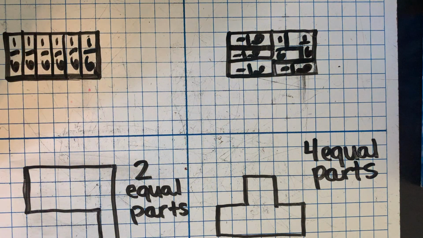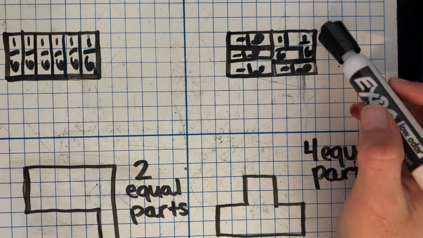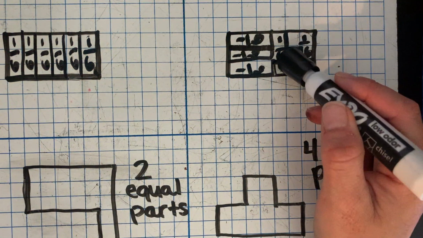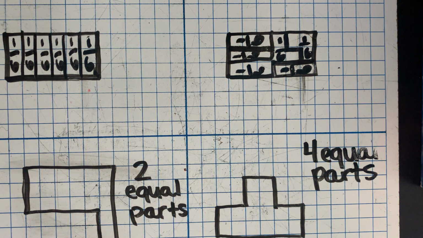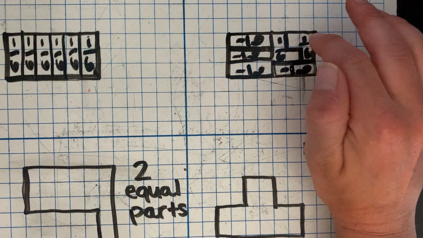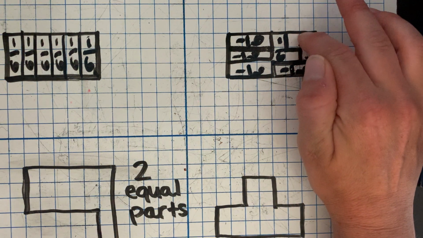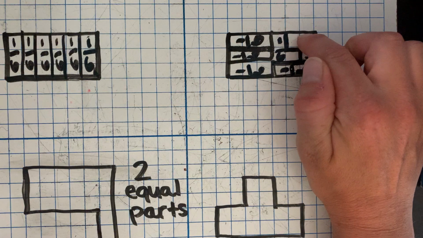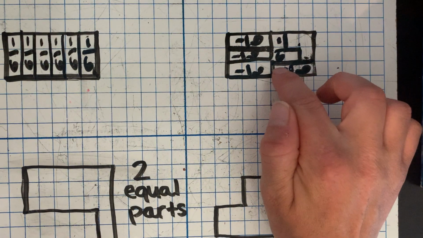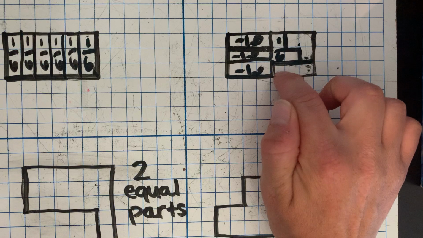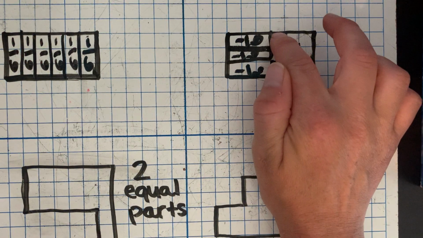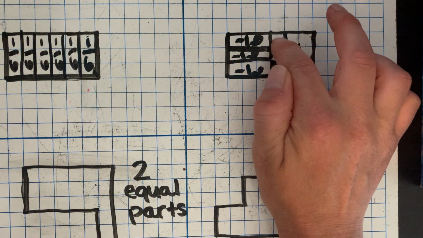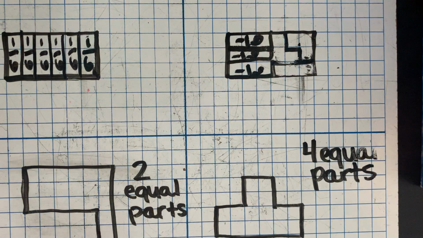Now the interesting thing about this is I still have 6 pieces. Are they equal is the question. And the answer is yes, because they take up the same amount of area. This piece here is made up of an area of 3 boxes. This over here is also made up of an area of 3 boxes. This piece here is made up of an area of 3 boxes. So they all have the same area, so they're equal parts, equal pieces.